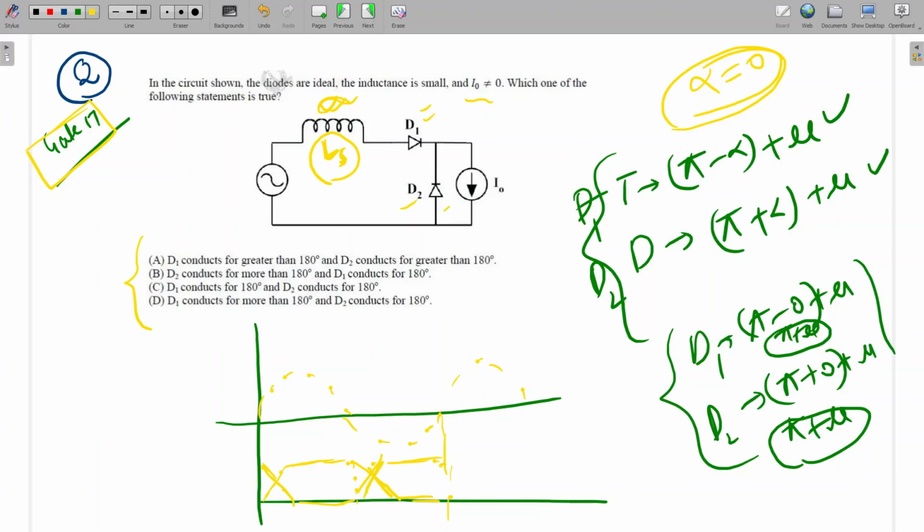So the top one is D1, and the bottom one is D2. If you see here, D1 is conducting from here to here. This is mu, pi plus mu. If you see D2 also, here to here it is pi, and this is mu. So both are conducting for pi plus mu. Is it clear?